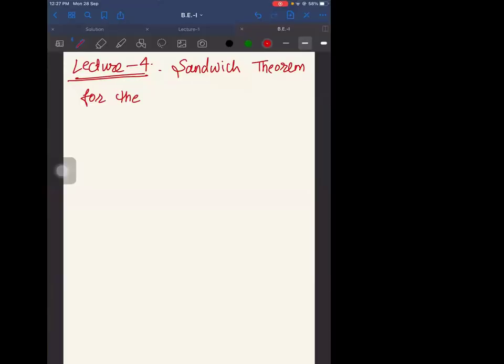Yeah. So this is lecture number 4. We are going to do the sandwich theorem for the sequences. Pretty much easy actually. The statement you already know, but let's see how it works, right?